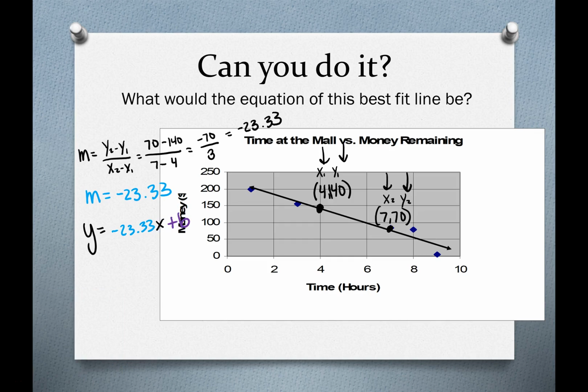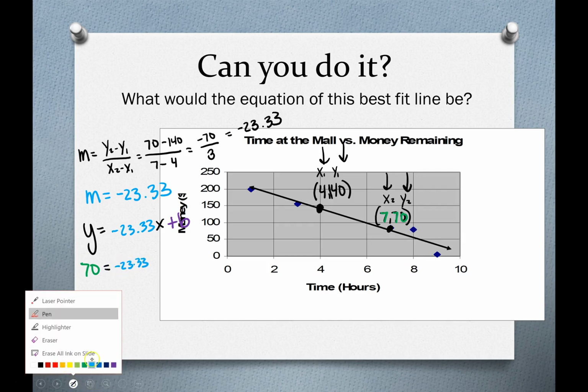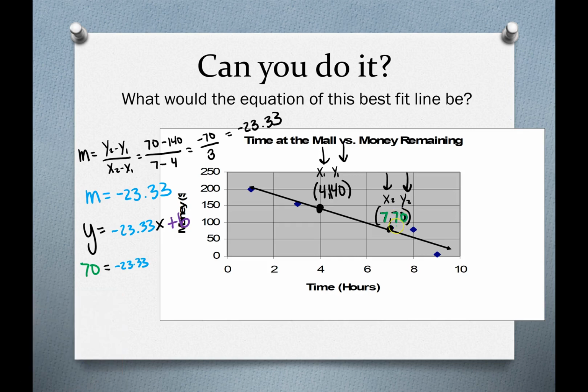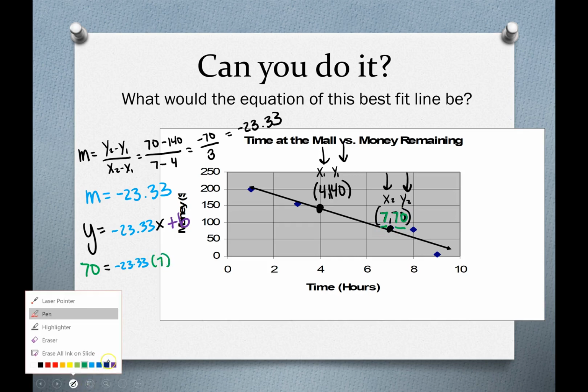All right. Next thing I'm going to do is plug in a particular point. It doesn't matter which one you use. I'm going to use the smaller numbers, 7 and 70. So my 70 goes where the y is. Then we plug in our slope, which stays negative 23.33. My x value, if we look back at that green point, is 7. And then I've got my plus b.